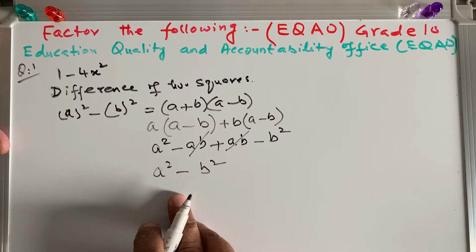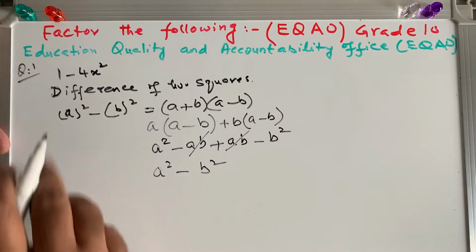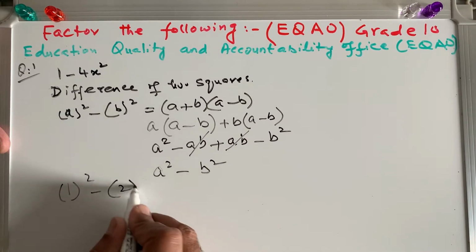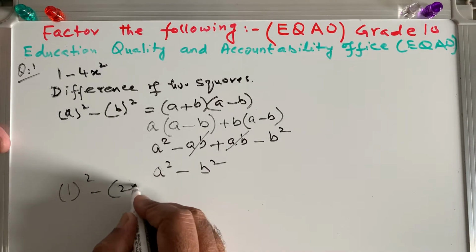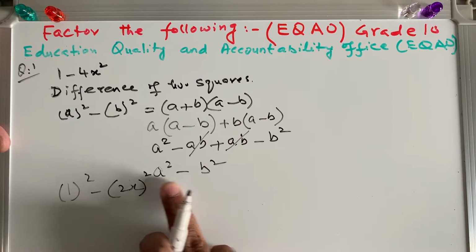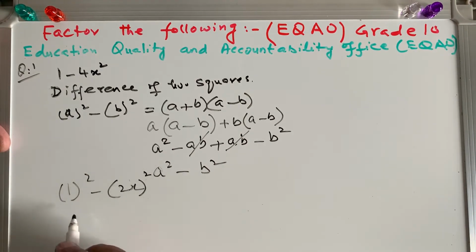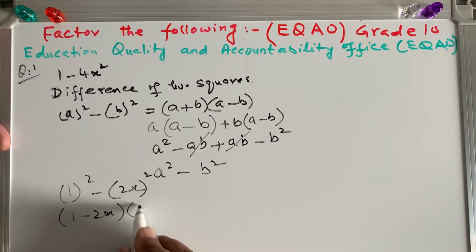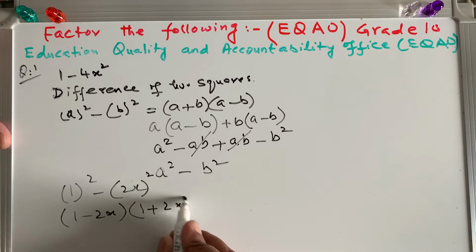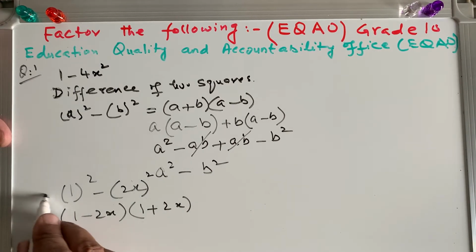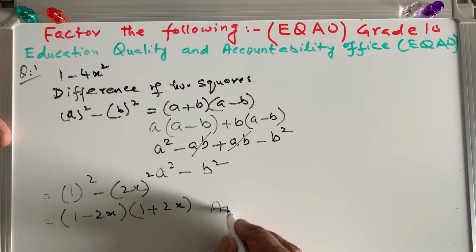So that means you can write this 1 minus 4x square as 1 square minus 2x whole square. So it's the same way, right? Something whole square minus other thing whole square. So you can write it as 1 minus 2x, 1 time plus, 1 time minus, right? So this is like a plus b and a minus b. This is just for revision, so that we know how we get that.